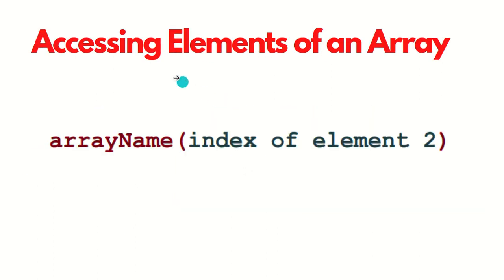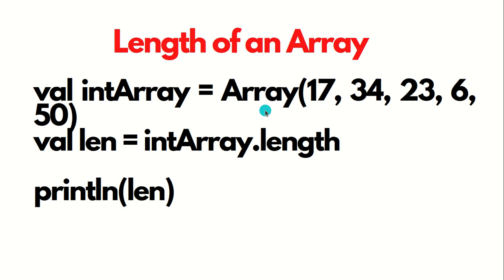How can we access the elements of an array? Let's suppose the array has already been created. We simply have to pass the index over there: the array name, and then the index in the round brackets. In this case, you can see we are now making use of the length of an array. I'll be showing you all the things in a while in the form of some demo in the Scala terminal. Here we are talking about how we can find the length of an array.